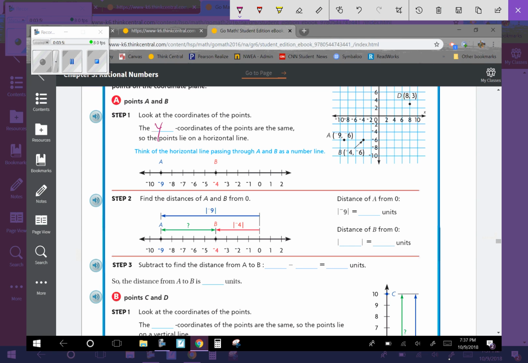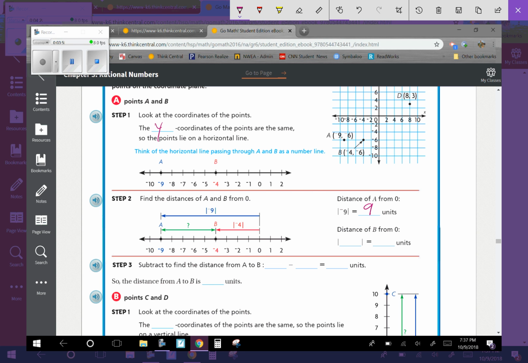The y coordinates, because we're looking at A and B, and they are horizontal, which means the y. So think of a horizontal line passing through points A and B as a number line. Step 2 is to find the distances of A and B from 0. The distance of A from 0, if we look at A, it's -9 as our y, so we're going to find the absolute value of -9, which is 9.